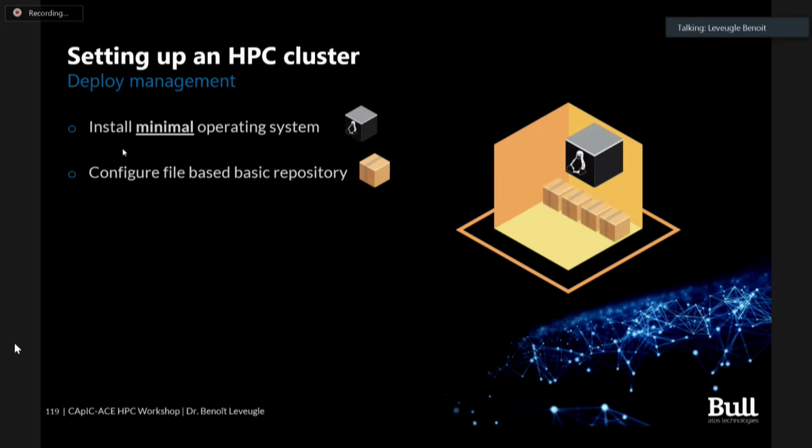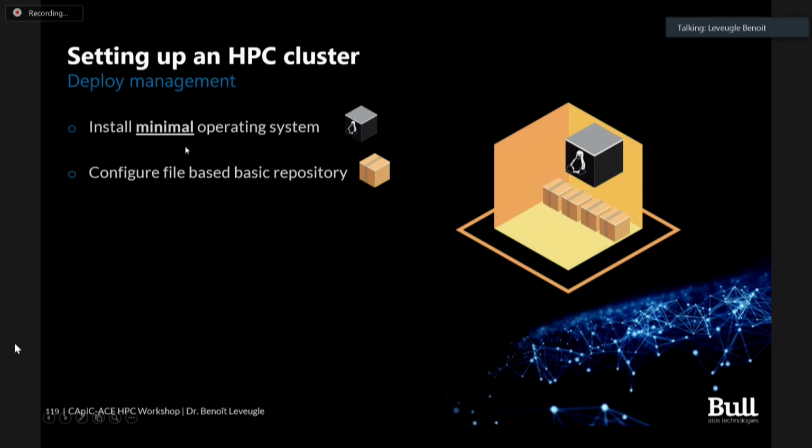Then you're going to configure the basic repository. Repository means where you store the packages for the operating system. If I want to install a tool, it's inside a package, so I'm going to grab it from the repository. If I want to install Firefox, the web browser, there is a package called Firefox inside the repository, etc. So after installing the operating system, you're going to configure the basic repository.